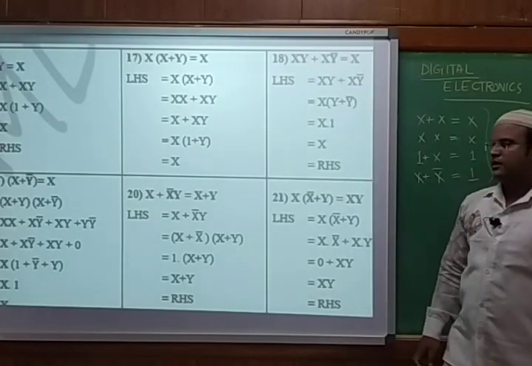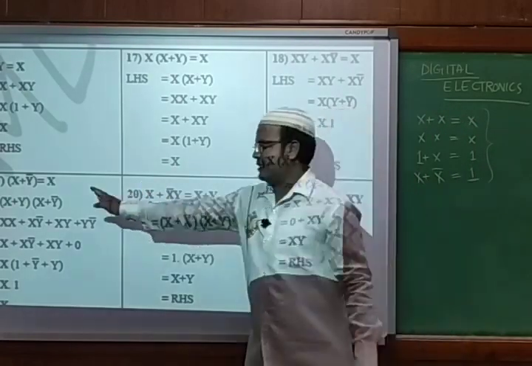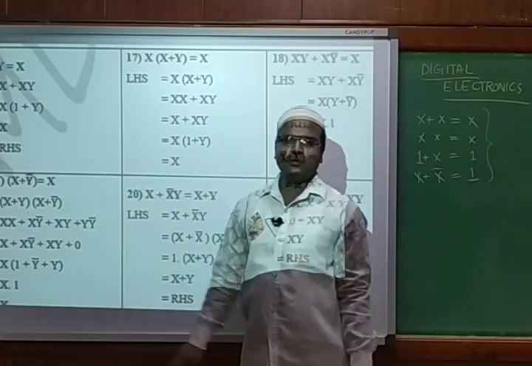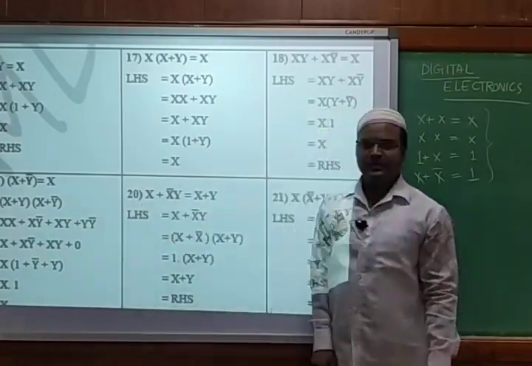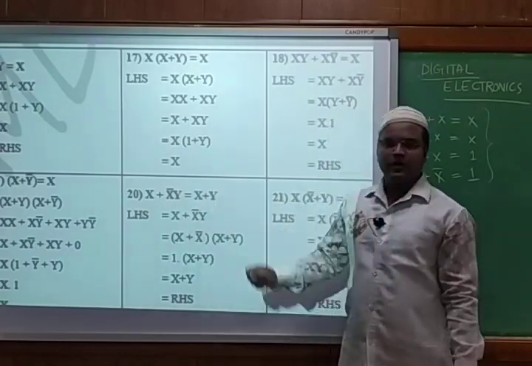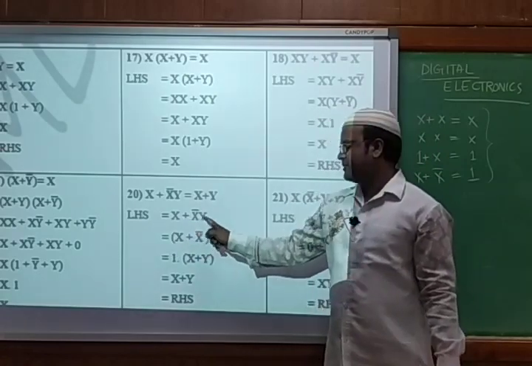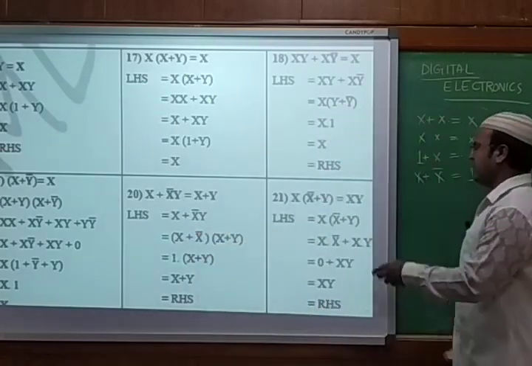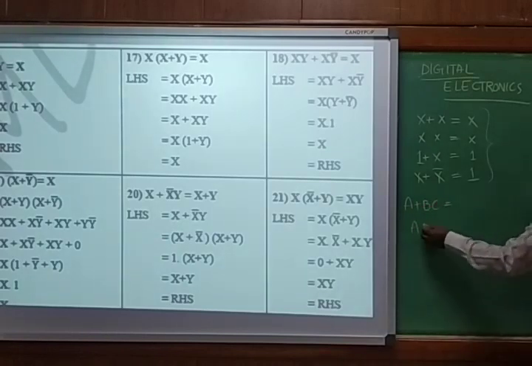Likewise, we have the next question. This I'll explain to you because it's a product term. How the product term works, I'll show you on the board by writing and explaining. So see here, question 20. In this, what is given is x plus x bar y equals x plus y. We need to prove it. For this we took the left hand side, x plus x bar y. What is the formula we have? A plus bc. This is called the absorption law. So we discussed this also, the absorption law.